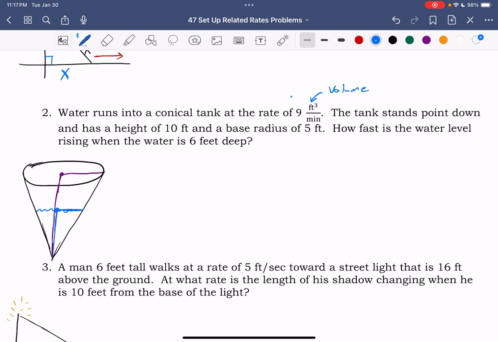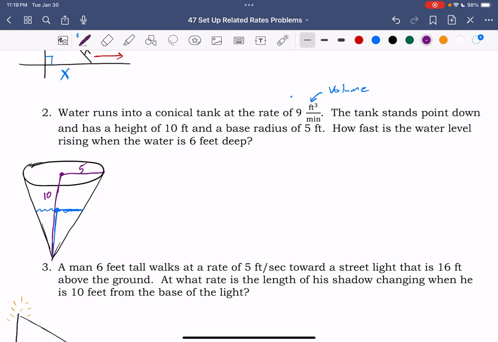And so then we're told that the tank stands point down, I've drawn that, has a height of 10 feet and a base radius of 5 feet. And so I've got those labeled here in purple. So we've got 10 feet and then a radius of 5 feet. We want to know how fast the water level is rising when the water is 6 feet deep.